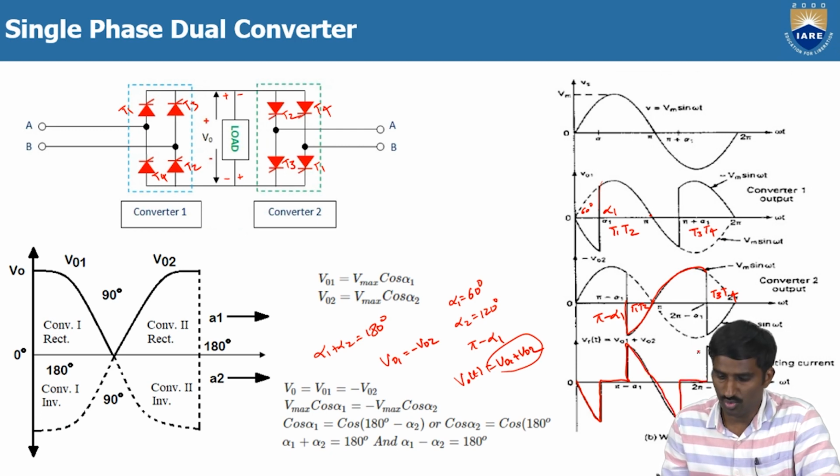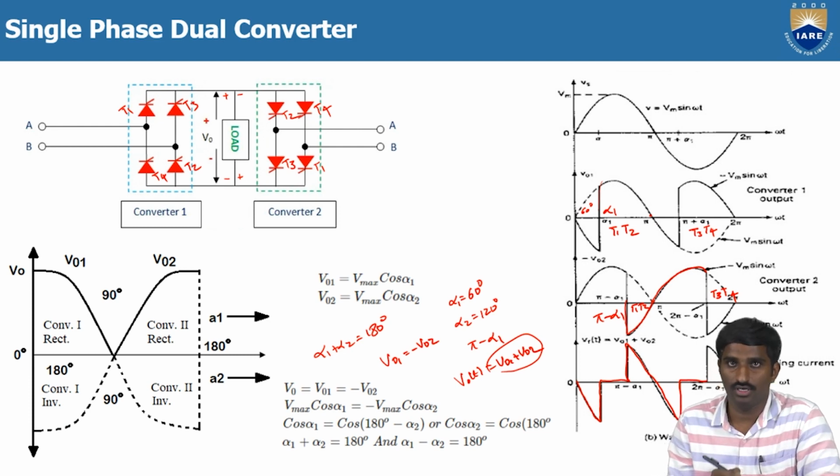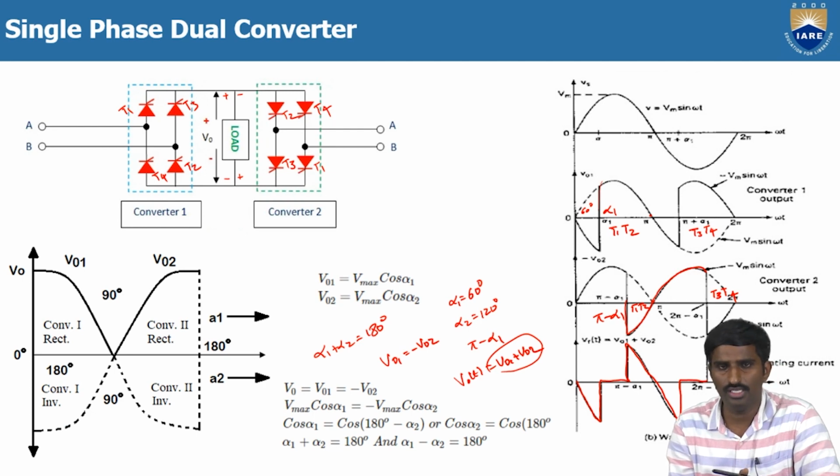Okay, so this is about the output voltage waveforms for the dual converter. In both ways we can operate this dual converter: either converter 1 independently, or converter 2 independently, or both, based on your requirement, whether you want to operate in the circulating current mode or the non-circulating current mode. So according to our requirement we can operate this converter.